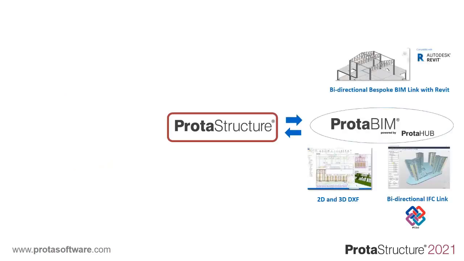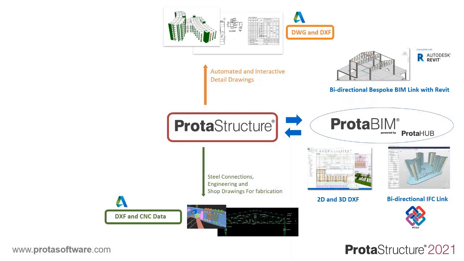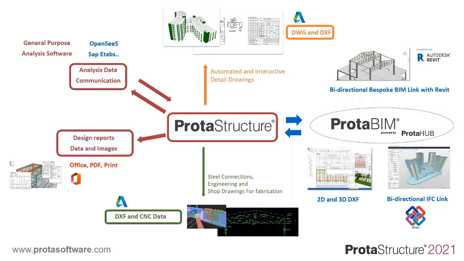Now, let me just summarize all that I've said. ProtaStructure has bidirectional links to everything. There's BIM links, there's automated interactive detailed drawings, there's CNC data, there's shop drawing, all that we talked about a while ago. This is general purpose analysis and detailing and design. There's design reports, there's images, there's documentation, everything in one packet called ProtaStructure. Imagine what that can save you.